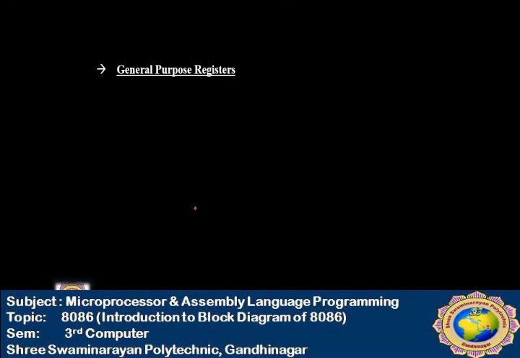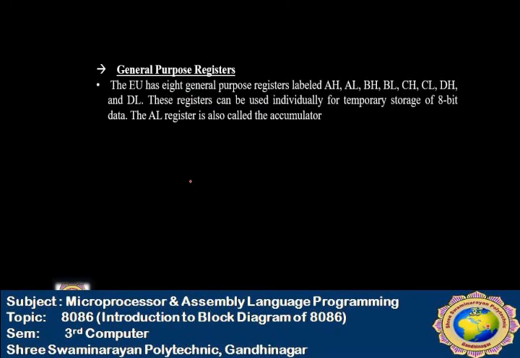The last portion is the general purpose registers. The EU has 8 general purpose registers, labeled AH, AL, BH, BL in pairs, CH, CL in a pair, and DH and DL in a pair. These registers can be used individually as 8-bit temporary registers, and together as 16-bit registers, 8 plus 8. The AL register is also called the accumulator. Remember this.